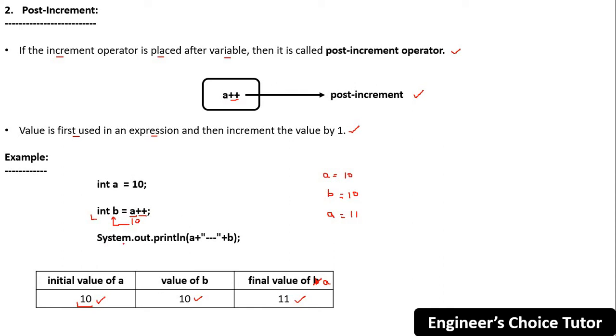So if you try to print System.out.println a, the final value of a is what? 11, 3 dashes, then the b value is what? 10. This is the output. Fine. Next, important points regarding the increment operator.